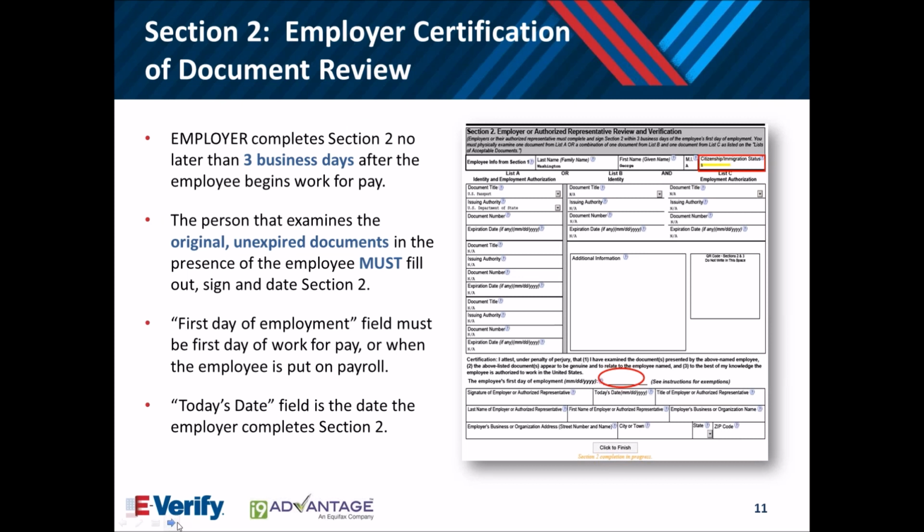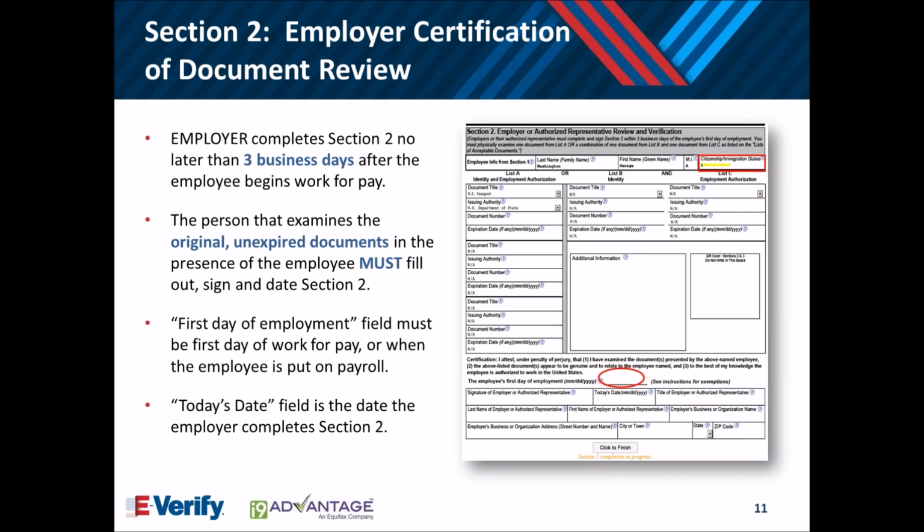and you must review them in the presence of the employee. So let's step through this portion of the form just to keep things very clear as to what needs to be entered. So if you look to the top, right under the instructions, it's asking for the employee's name, their last and first name, then their middle initial, and then their citizenship or immigration status.